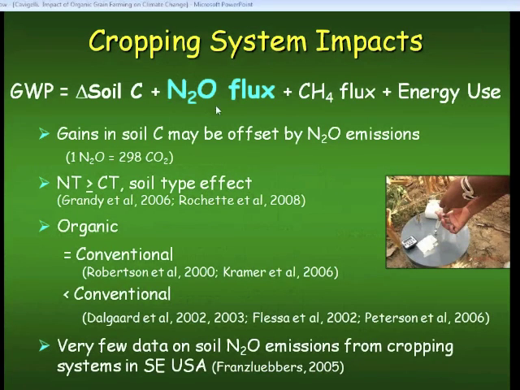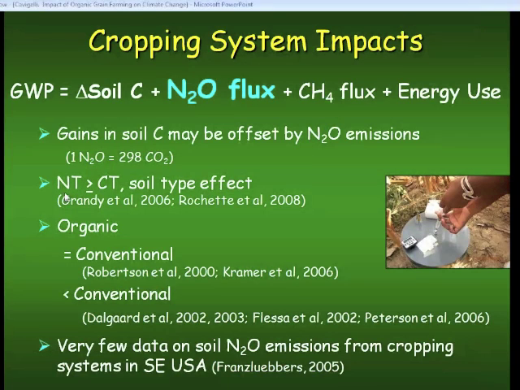Okay, so the next item in our equation is N2O flux. Again, what I want to emphasize is that gains in soil carbon can be offset by N2O emissions. In other words, if you are able to sequester, let's say, 298 grams or pounds of CO2, but in doing that, you lose 1 gram or pound of N2O, you essentially haven't done anything in terms of global warming potential, because the gain you've made in sequestering CO2 has been lost with just one unit of N2O.